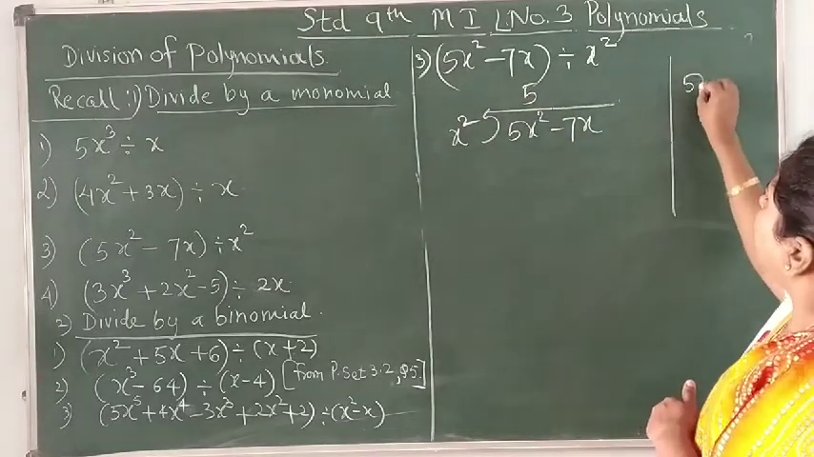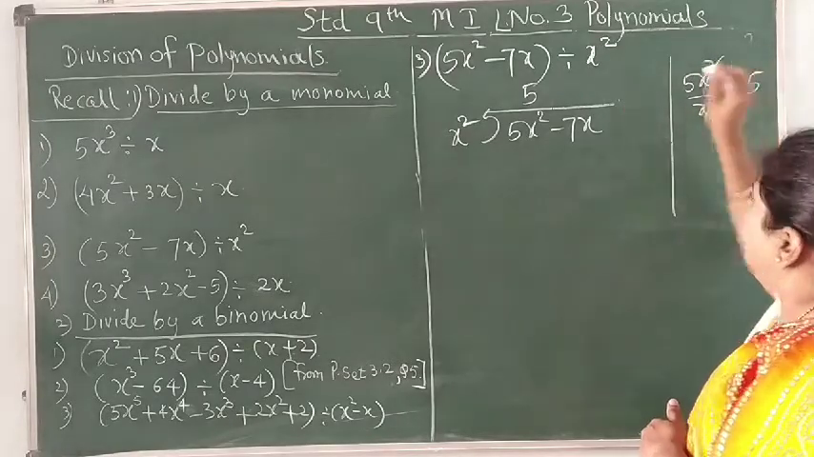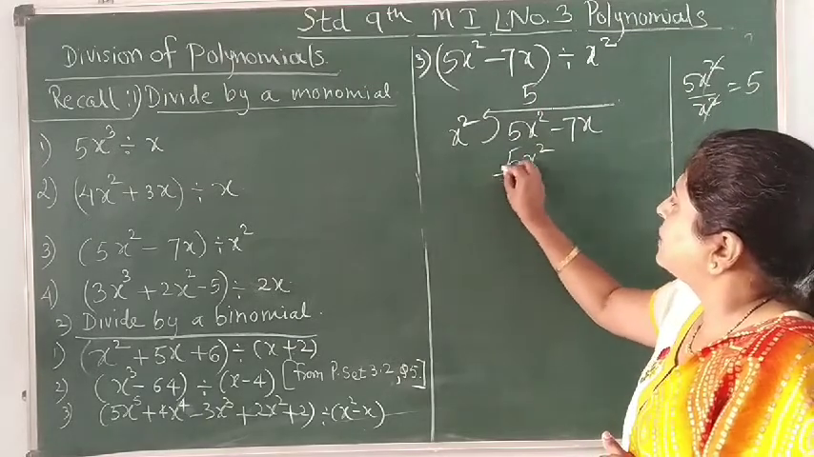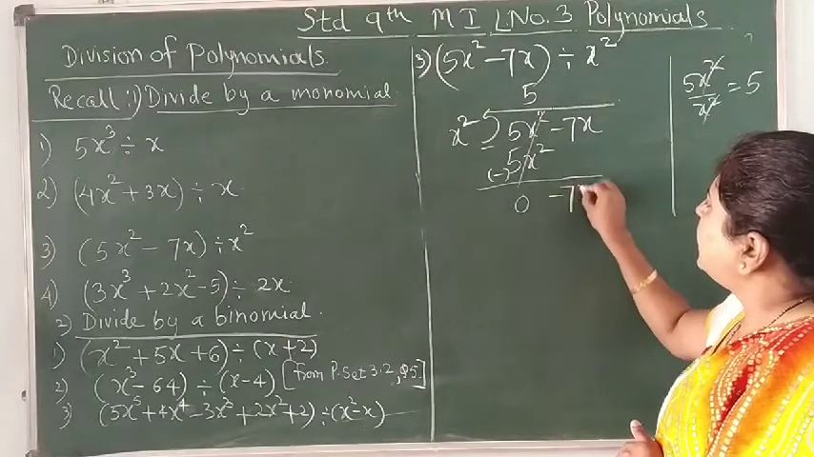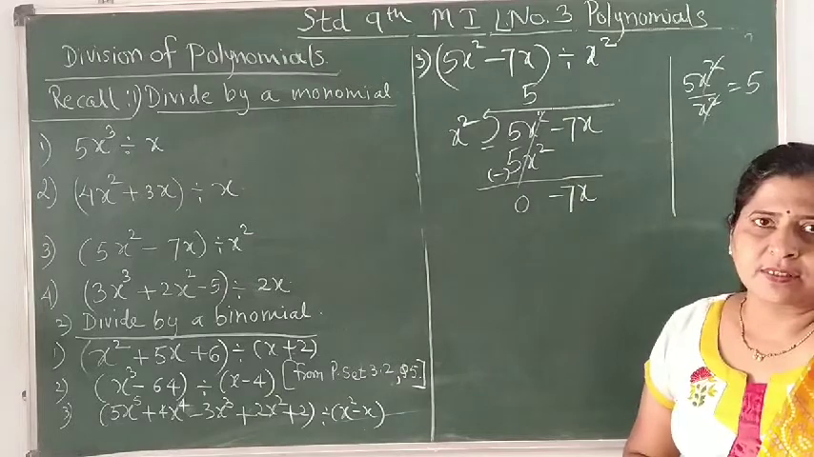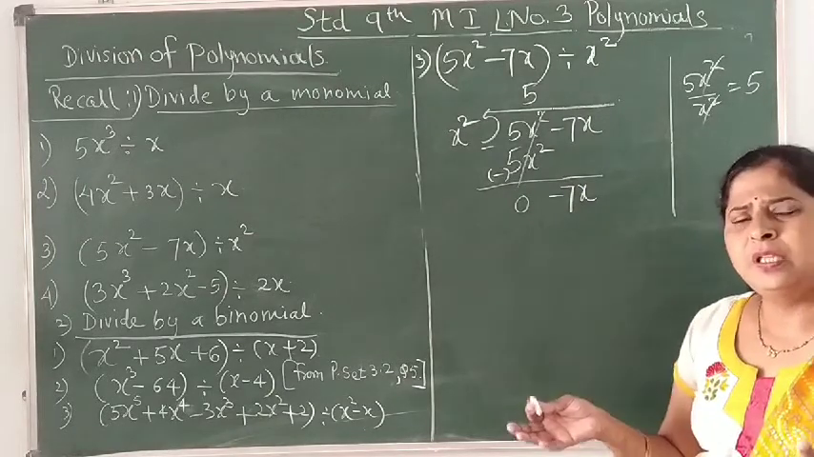Or you can do the rough work part, if you want. x square gets cancelled, it's 5. So 5 into x square, you will get 5x square. Subtraction, changing the sign, 0. Now taking down minus 7x. Now already you have got the constant term, which is generally the last term of the polynomial. So what can be the next term?